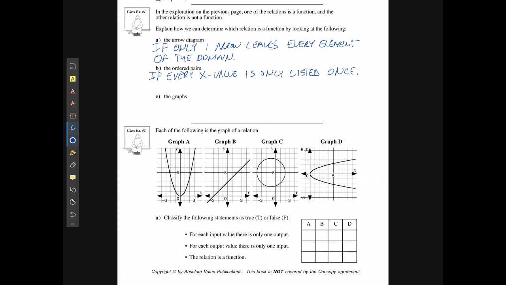And if I'm looking at a graph, I'm going to say that it's a function if each point on the horizontal axis has only one point on the vertical axis.